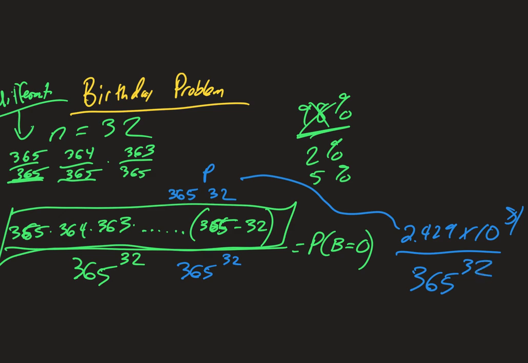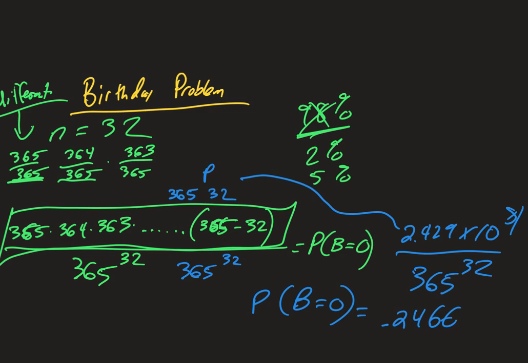So if I do that number divided by 365 to the 32nd power, I get 0.2466. And this is the probability that nobody in the room has the same birthday. So that's the probability that nobody in the room has the same birthday.